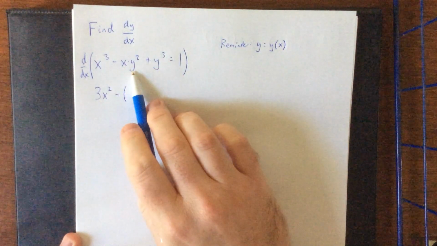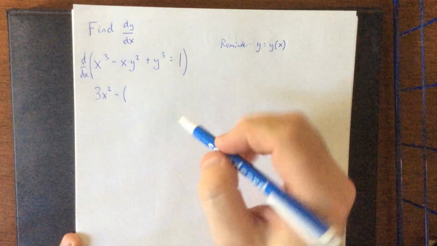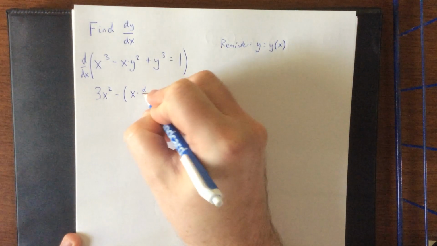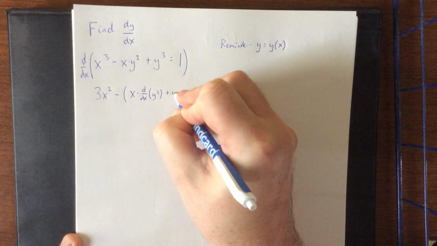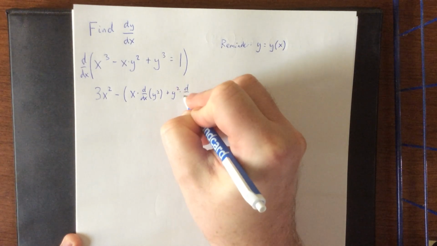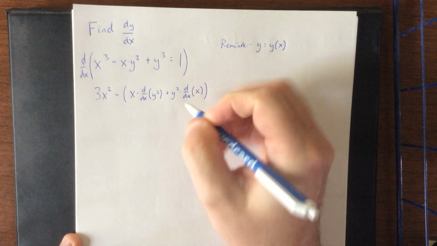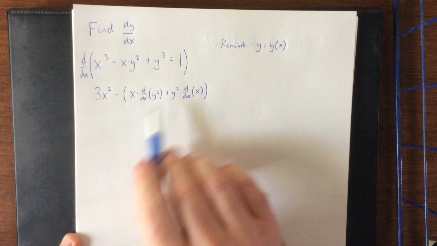For the next term, x times y squared, this would be considered a product of two functions, so I will apply the product rule. So first, times derivative of the second, plus the second times the derivative of the first. Please note the extra use of parentheses. This is because it started with a minus, and that minus is going to distribute through to both of these terms.